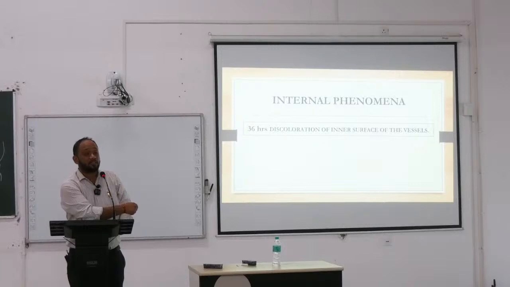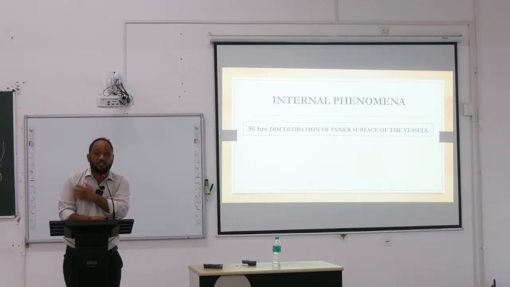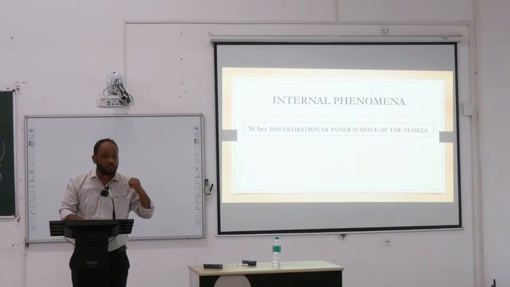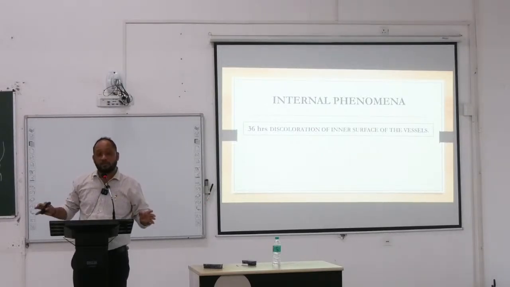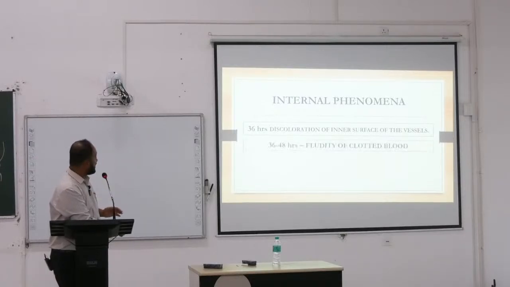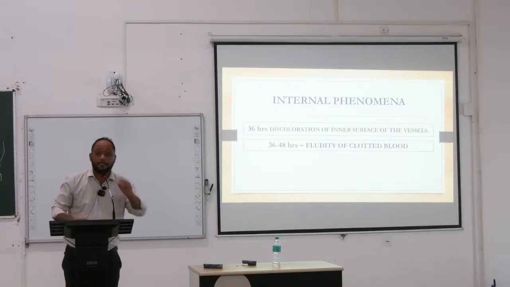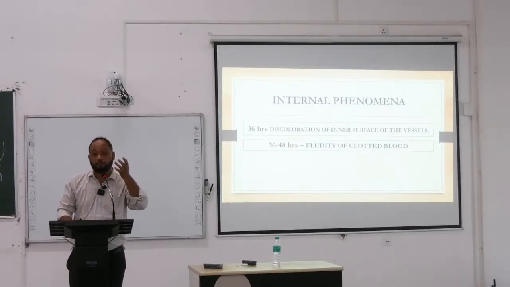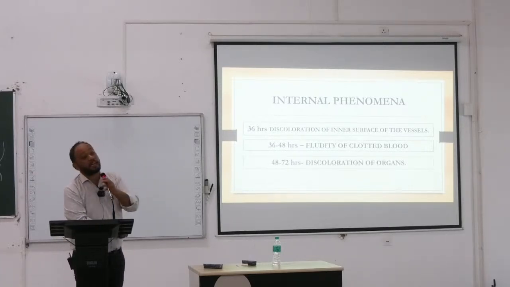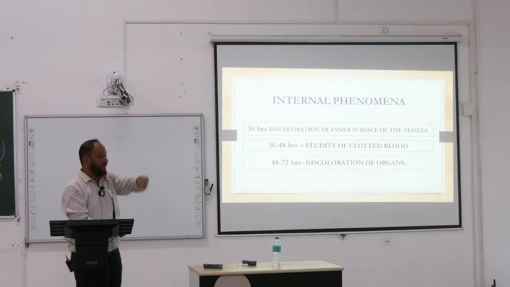36 আমরা কি পাচ্ছি? আমরা আউটসাইডে রিপ্রেজেন্টেশন কি করছে? 36 আওয়ারে আউটসাইড রিপ্রেজেন্টেশন কি হচ্ছিল? মার্বেলিং. And see inside, মার্বেলিং হচ্ছে কেন? ভেসেলস এর জন্য. Obviously the fair person marbling will be more visible. ঠিক আছে? Inside the vessels staining starts. Discoloration of inner surface of the vessel starts. 36 to 48 hours clotted blood will be fluidish. ঠিক আছে? 48 to 72 organs will start discoloring. কি প্রসেসে ডিসকালার করবে? আগে যেটা বললাম, yellowish green, green then black.